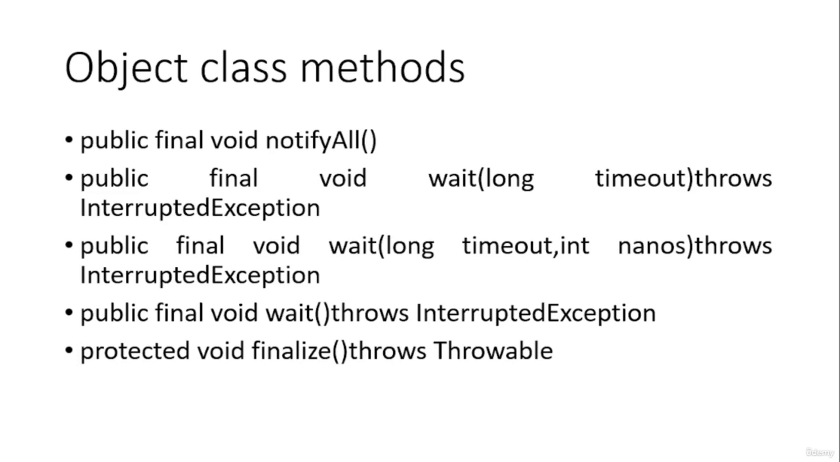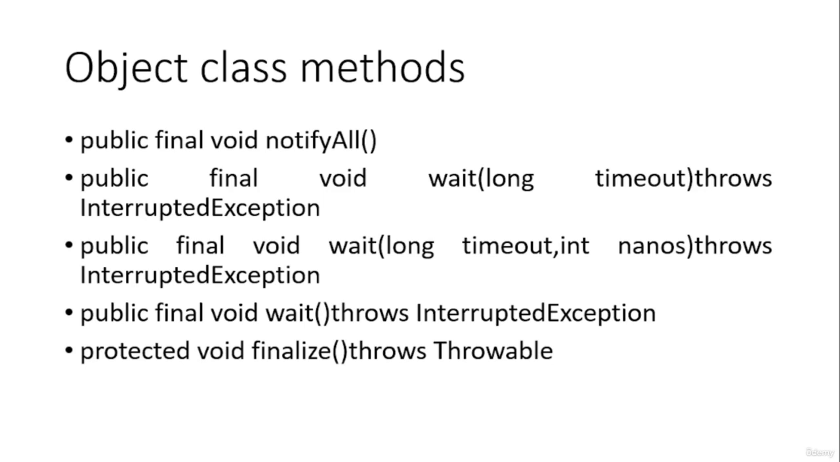Next is wait. There are three overloaded versions of the wait method: wait without a parameter, wait with time in milliseconds, and wait with time in milliseconds and nanos. All these three methods are used to send a particular thread into a waiting state, where it will wait for a particular amount of time.